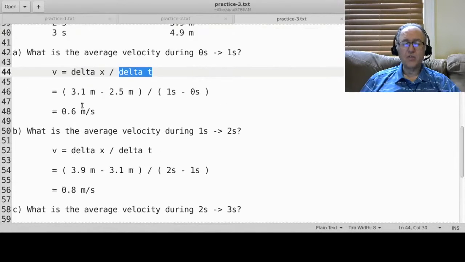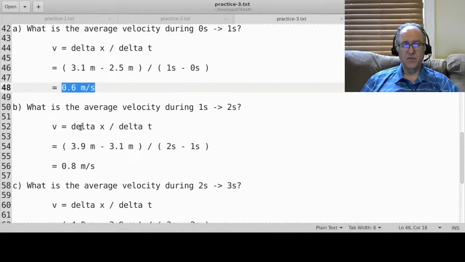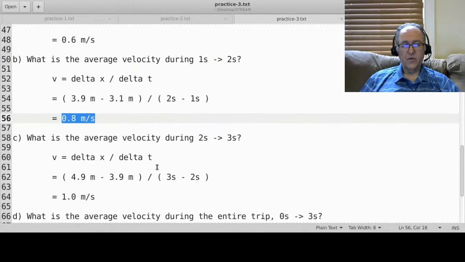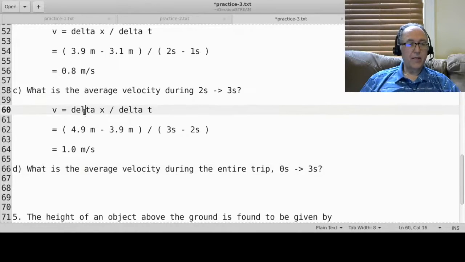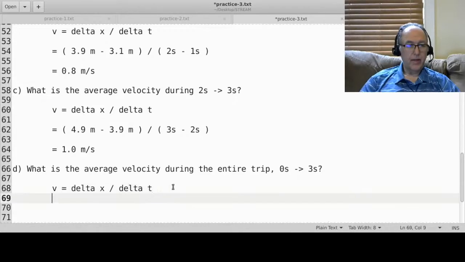You might say, you know what, I'm not interested in my average velocity just during the first second or the second second or the third second. I want my average velocity during the whole trip, that is from 0 to 3 seconds, and you can do that. So it's the same formula again.